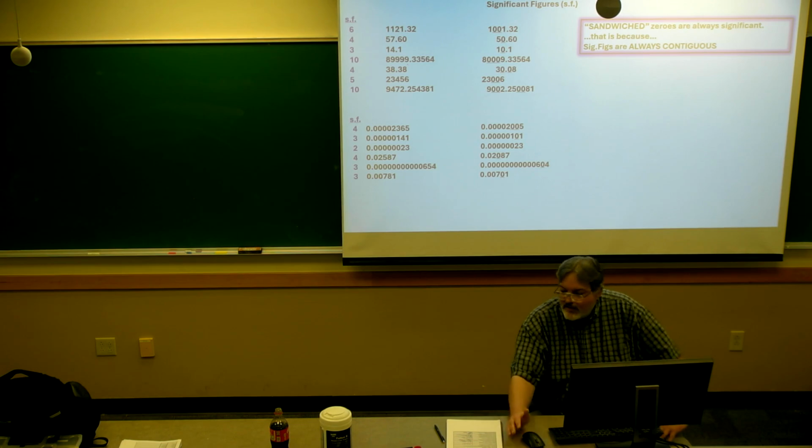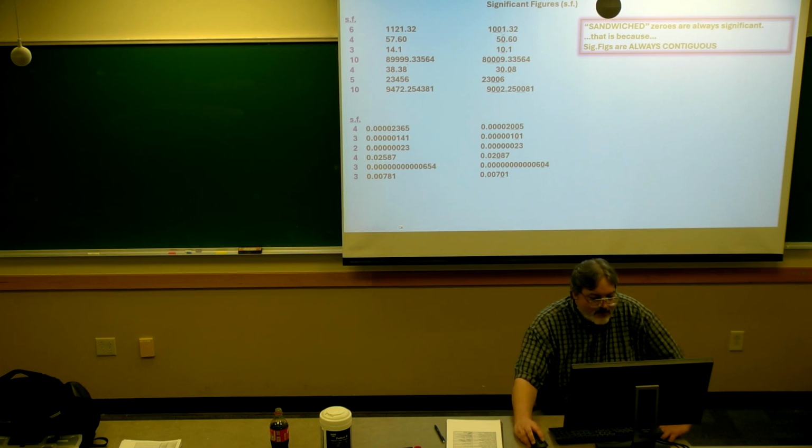And I already said that non-zeros are significant. The fact that these 2 zeros are sandwiched in between non-zeros means they're part of the contiguous significant figures. So the fact that I've replaced some interior digits here with zeros, and I did it down here too, these got those.